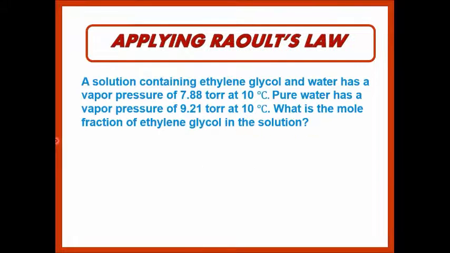In this problem, we are told that we have a solution containing ethylene glycol and water that has a vapor pressure of 7.88 torr. Pure water has a vapor pressure of 9.21 torr at 10 degrees Celsius. We need to find out what the mole fraction of ethylene glycol is in this solution. So first, we need to recall Raoult's law, where the vapor pressure of the solution is equal to the mole fraction of the solvent times the vapor pressure of the pure solvent.